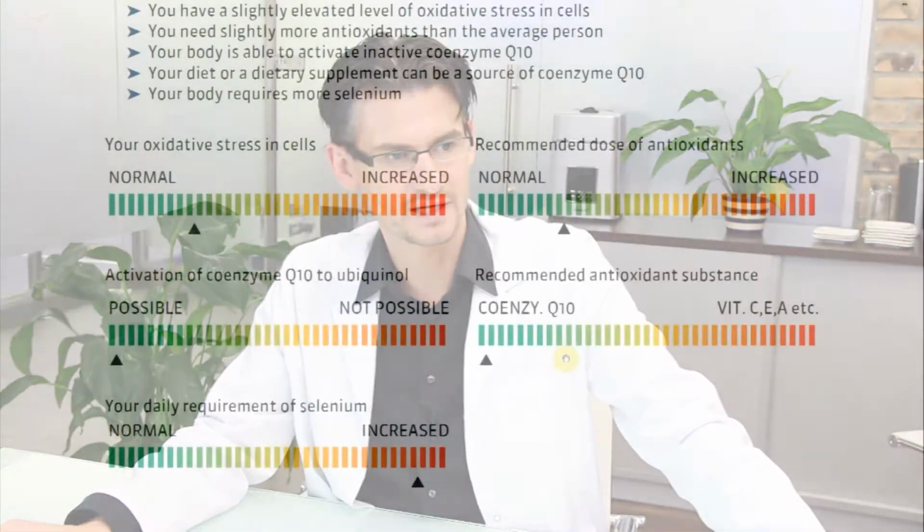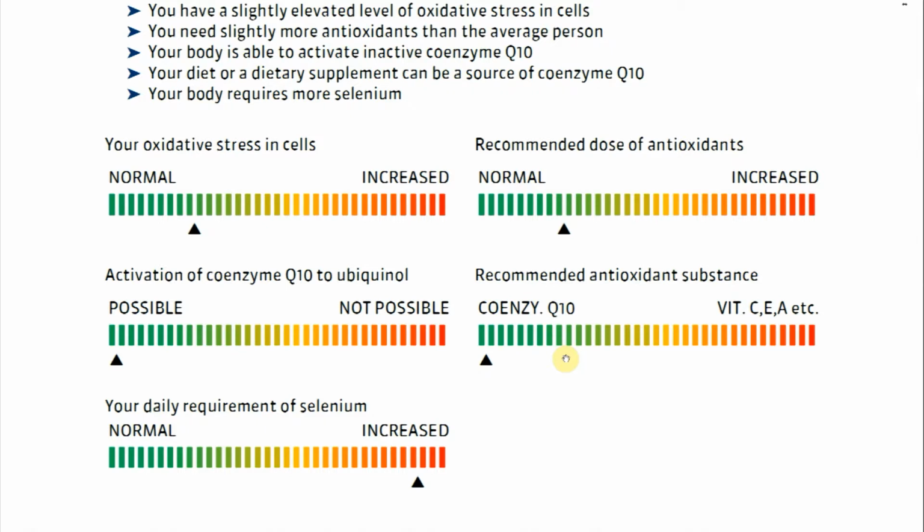So there are two ways of what you can do in this case. You can either already take the activated form, ubiquinol, or you can counteract it with all of the other antioxidants, vitamin C, E, A, and all of these substances. So if you take more of them, you can partly balance out that you're lacking this function. So here you're going to find out if your body is able to activate coenzyme Q10 to ubiquinol. If it's possible, coenzyme Q10 is going to be active in you, it's going to help you. If it's not, then it's useless.